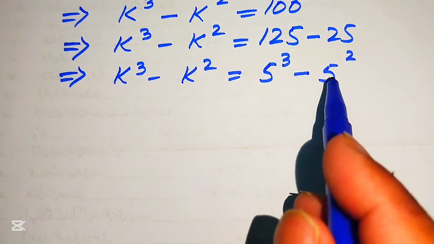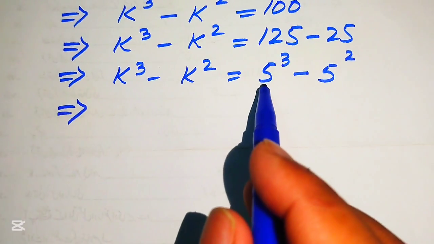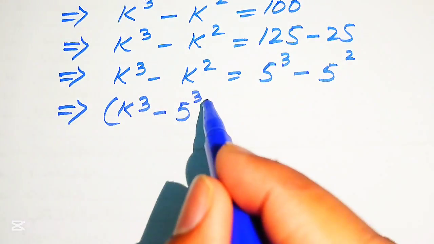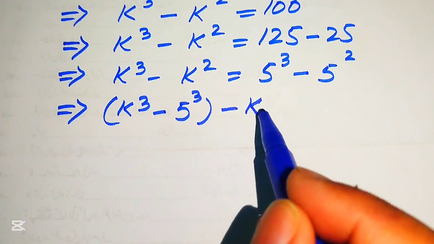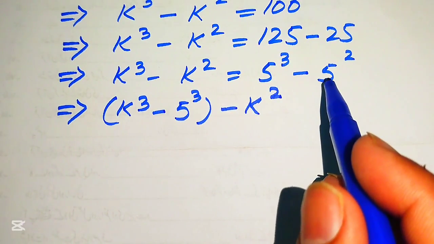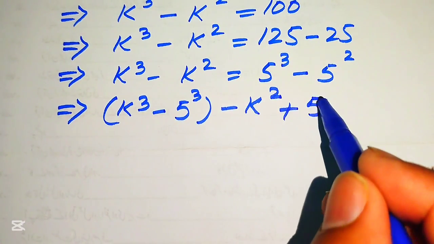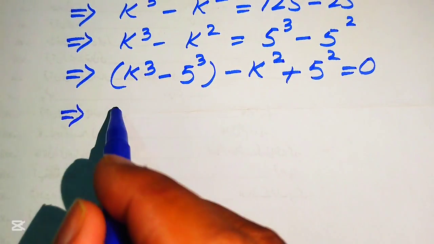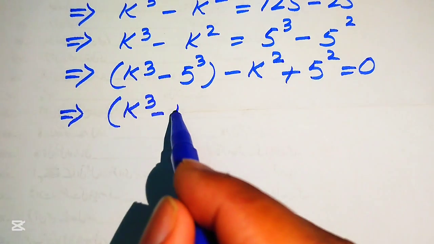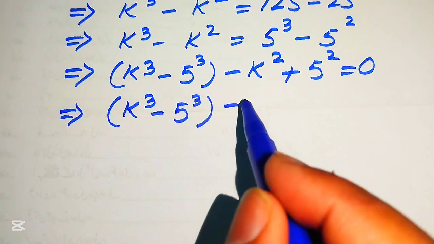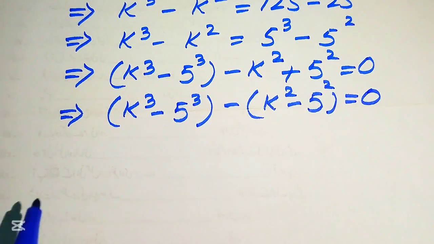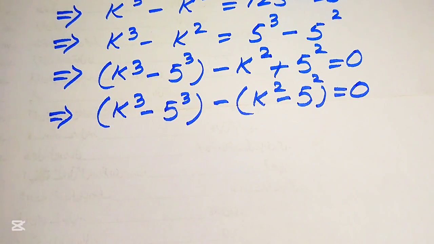Further in the next step we need to move these two terms to the left hand side. First we move 5 cubed here and make the pair of k cube with 5 cube, and the remaining terms are minus k square, and when we move the minus 5 square to the left hand side it becomes plus 5 square, and this whole equation equals 0. Now we rearrange the terms: first we write k cubed minus 5 cubed, and here we take the common negative sign and get k square minus 5 square equals 0.